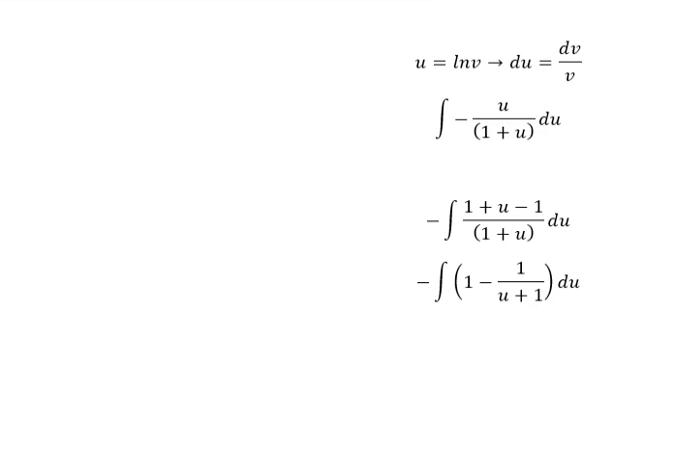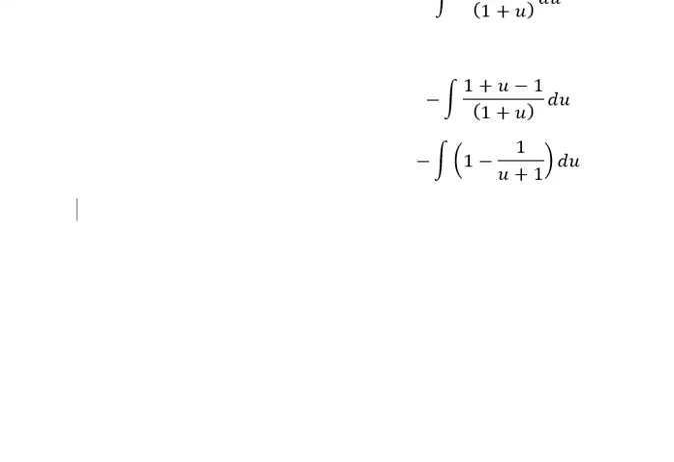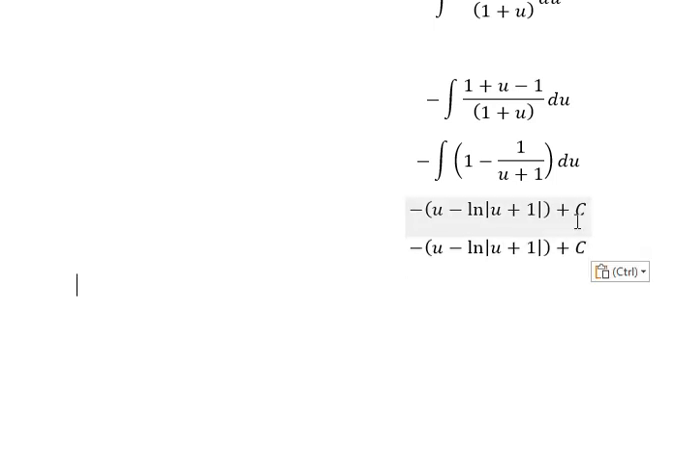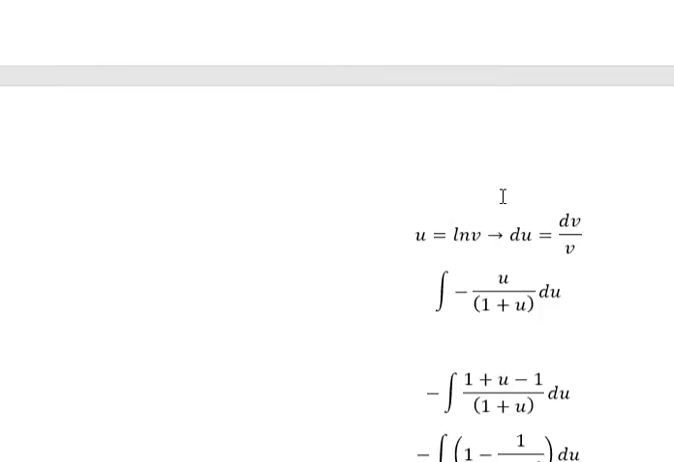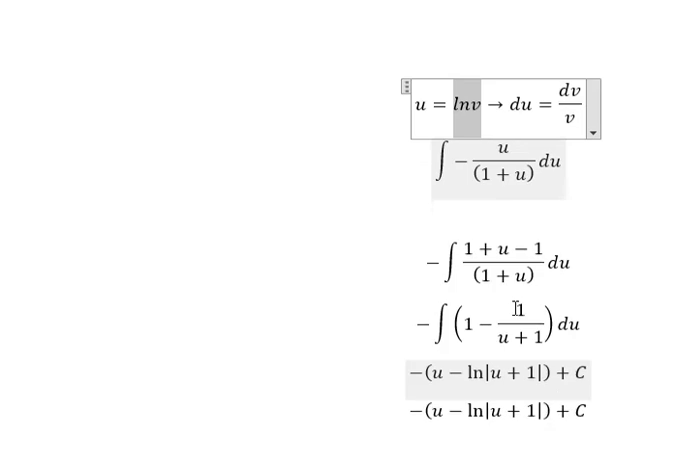And now we have the final answer. The integration of number 1, we have u. The integration of this one, we have negative ln of the absolute value of u plus 1. And I will put c. About u, that is about ln v.